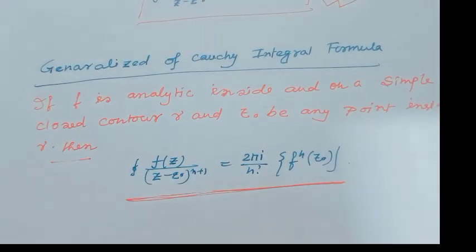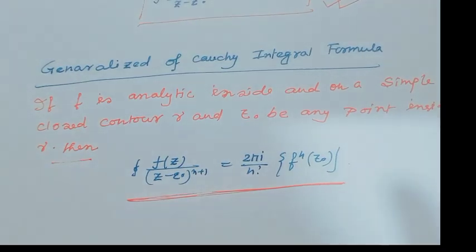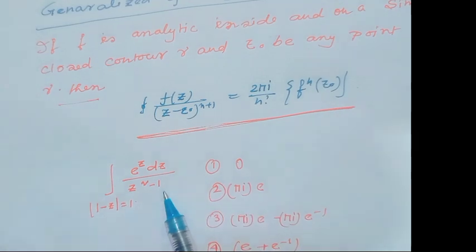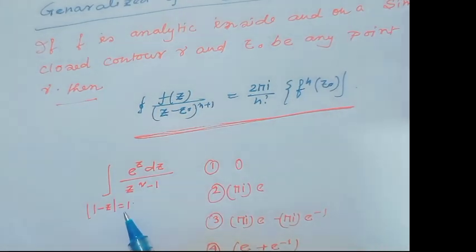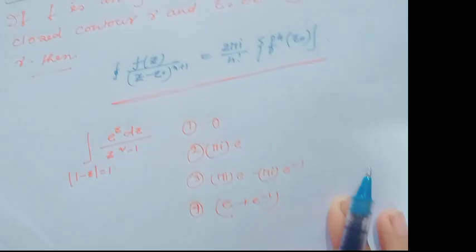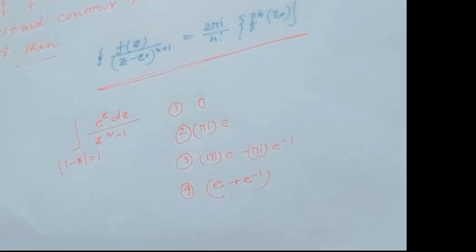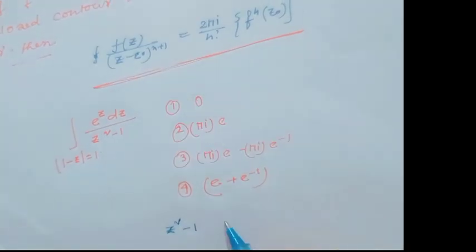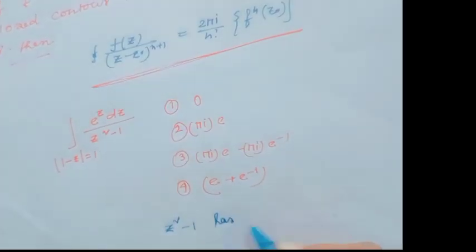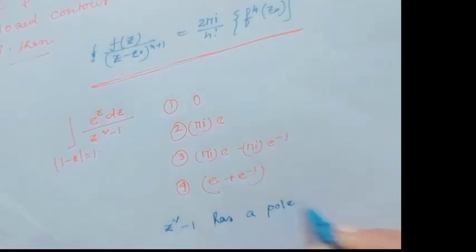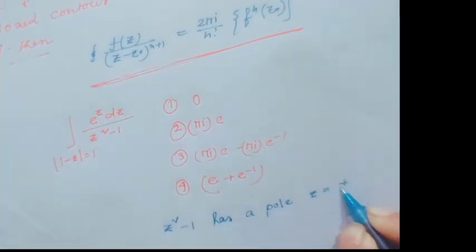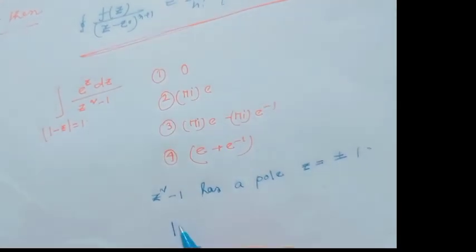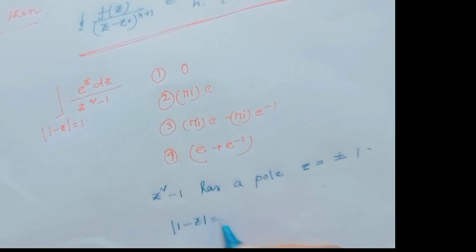Now let's see some more examples based on this theorem. First example: the integral of e to the power z over z squared minus 1, defined on the contour mod of z minus 1 equal to 1. At first, notice that z squared minus 1 is zero at z equal to plus or minus 1, which means this function has poles at those points. And here the contour is mod z minus 1 equal to 1.